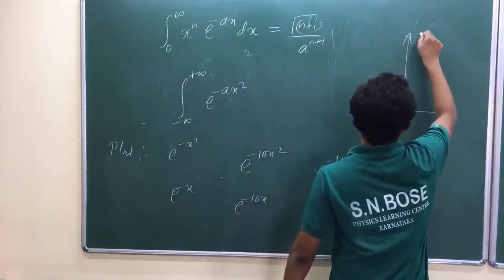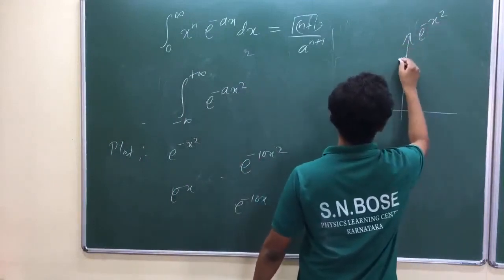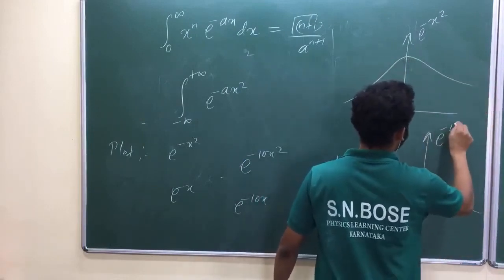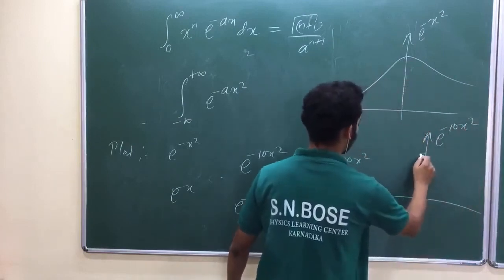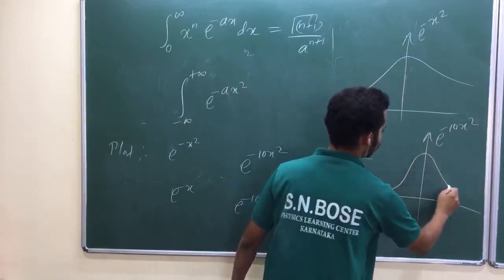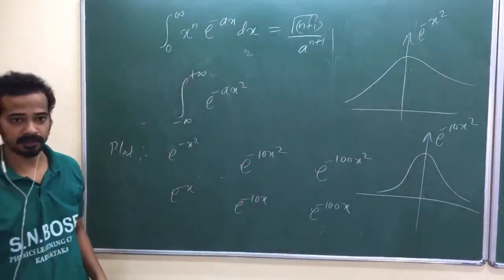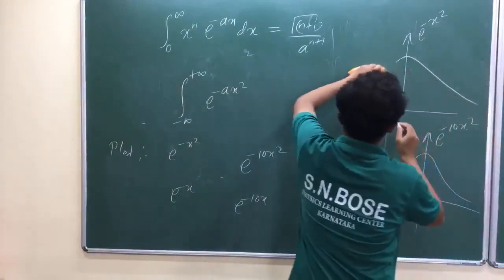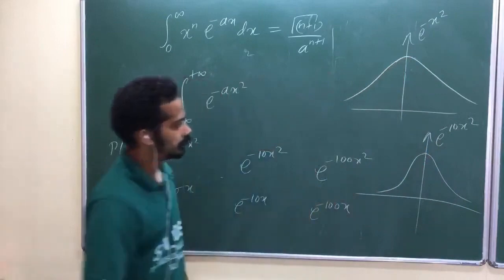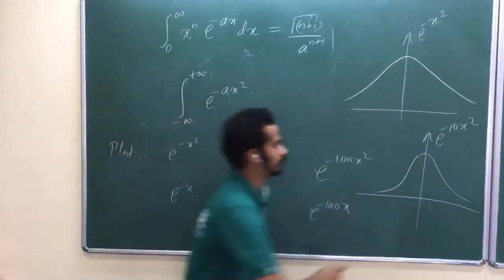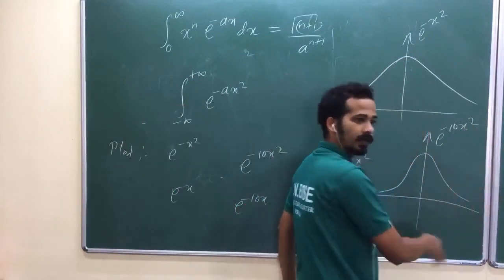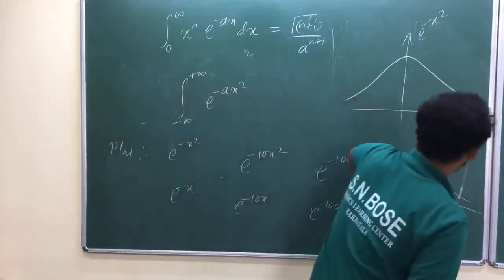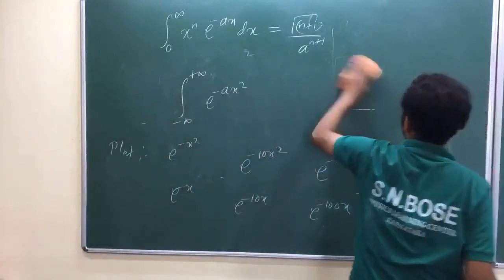Suppose you have e power minus x square, this curve is like this. Is that okay? So e power minus 10x square will be a little sharper. It should be symmetric. It will be sharper and sharper because this coefficient helps it decay quickly. Is that okay? So try to plot this kind of curve. You will understand a lot of things. Try to grasp that mathematical basics.